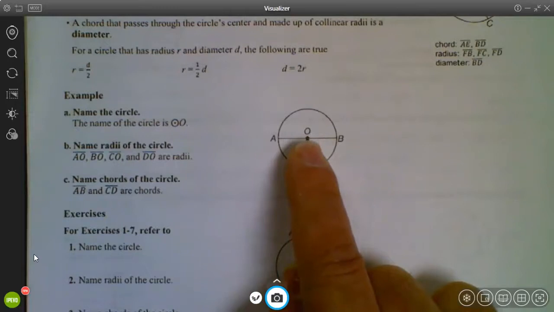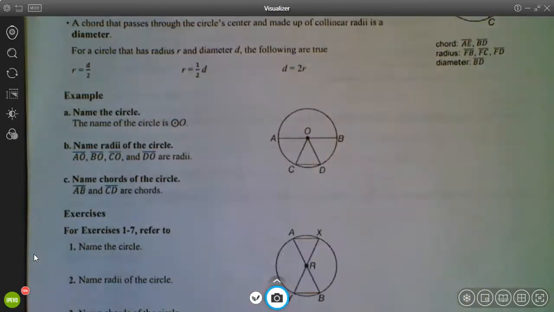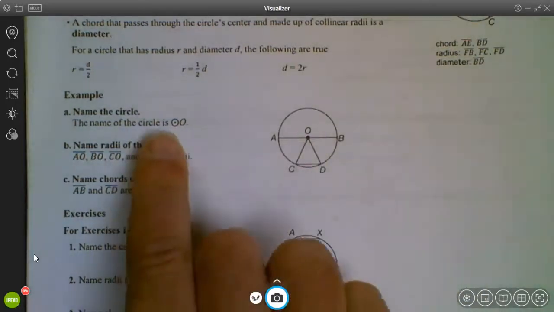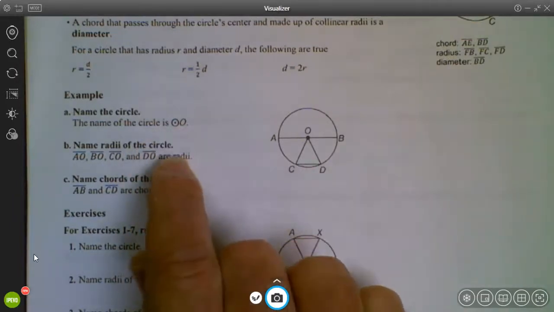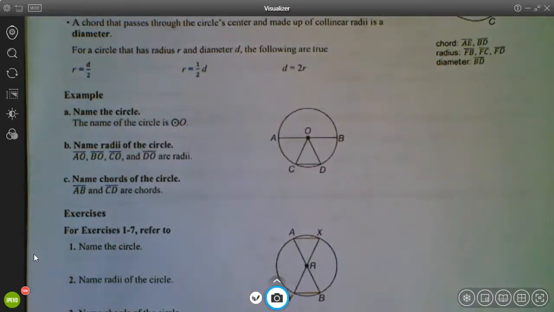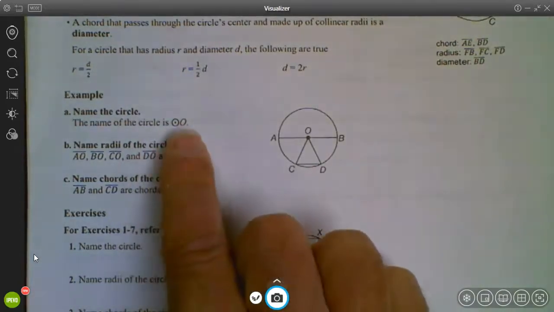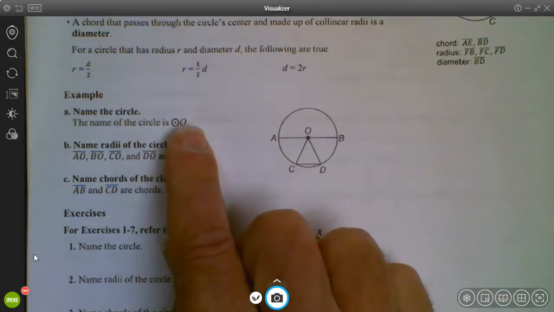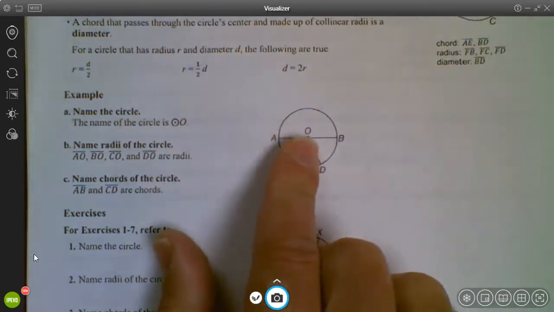So in this one, you can see that point O is the center of the circle, so they would name it circle O. Okay, and so that little symbol with the dot in the middle is just the symbol for a circle, and then the letter that follows is going to be the center point of that circle. So that's why they would call this one center O.